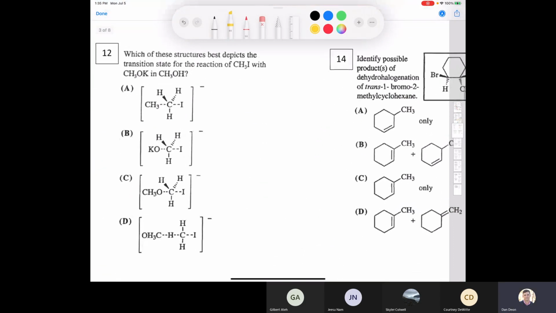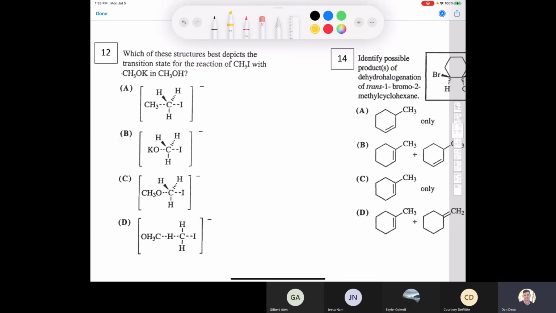It just says, which of these structures best depicts the transition state for the reaction of iodomethane with potassium methoxide in methanol? So iodomethane is a great electrophile, right? We have iodomethane. We have methoxide. What's that going to do? We've got a strong base, strong nucleophile. We've got a primary alkyl halide that's going to react like stink. It's actually a methyl halide, so it's going to react even faster.